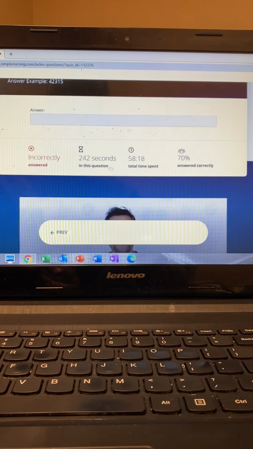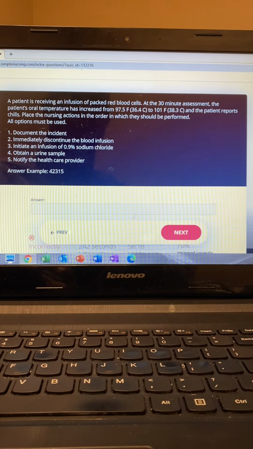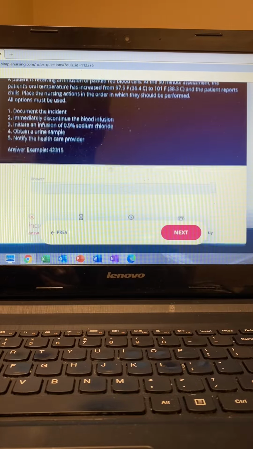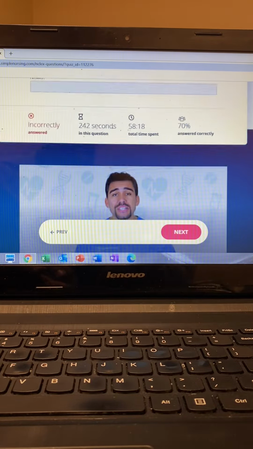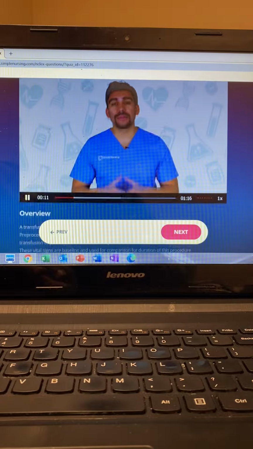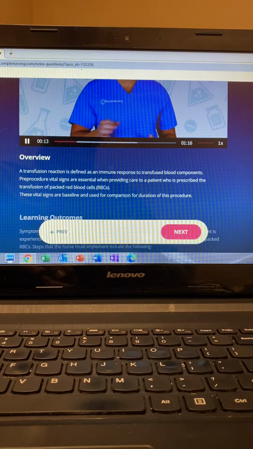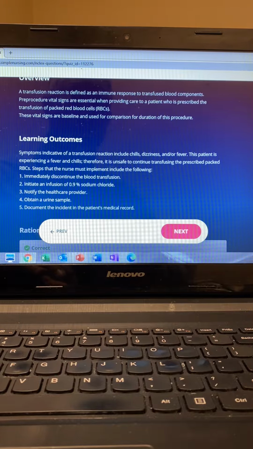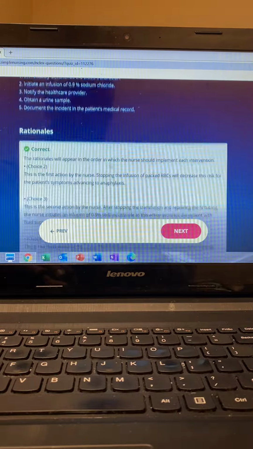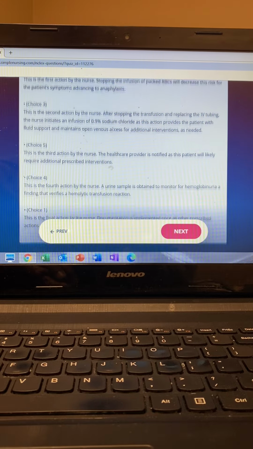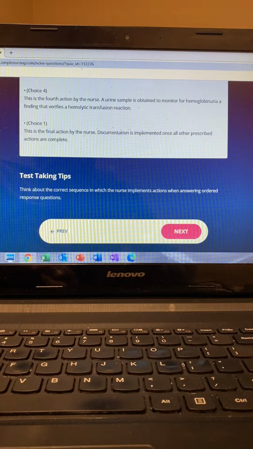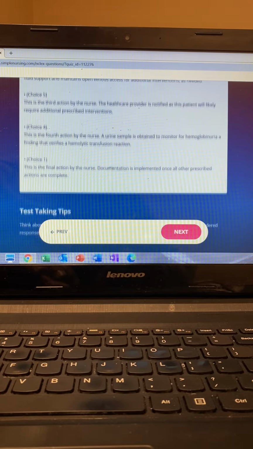Now, using our 3 steps, let's break this down. This question's asking for actions to be placed in order of completion. For the key problem, patient getting packed red blood cells or a blood transfusion, and the 30-minute assessment, the patient has increased temperature of 101 degrees Fahrenheit from 97.5, and also the patient has chills. So guys, we're immediately thinking, before we look, that the patient is having a blood reaction.